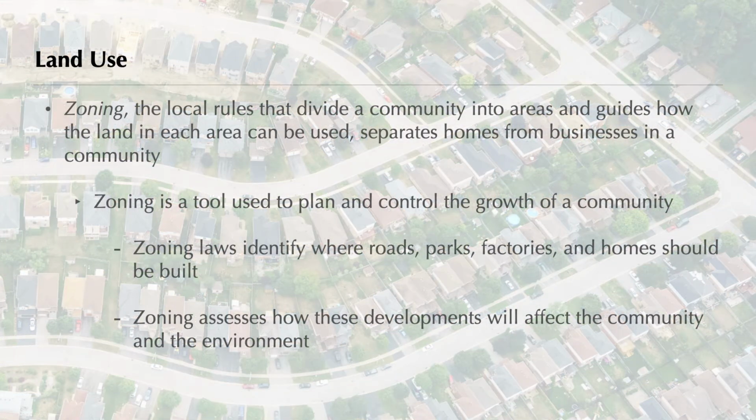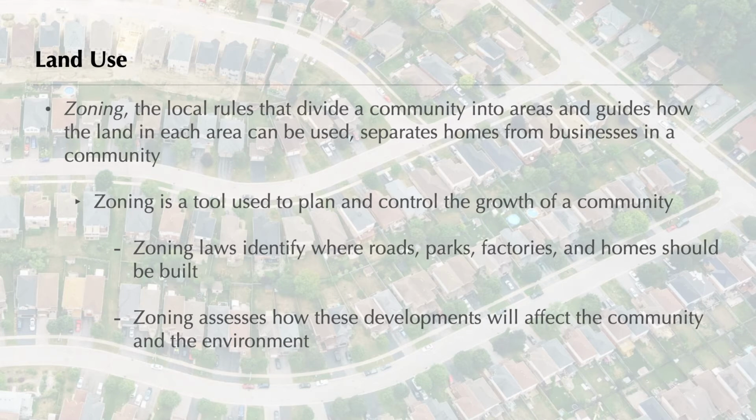Have you ever noticed that homes and businesses are in separate areas of your community? This is the result of zoning, local rules that divide a community into areas and tell how the land in each area can be used. For example, zoning may keep a factory from being built next to your home. Zoning is a tool used by local governments to plan and control the growth of their communities.